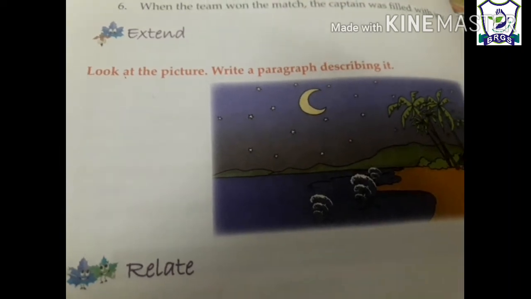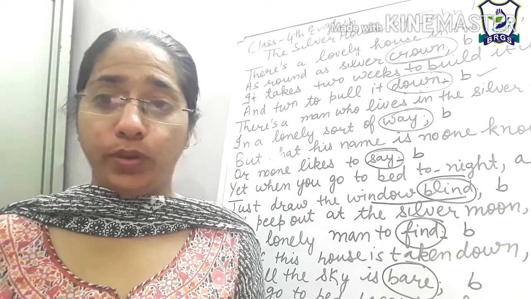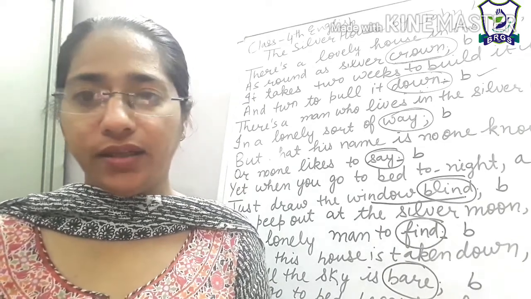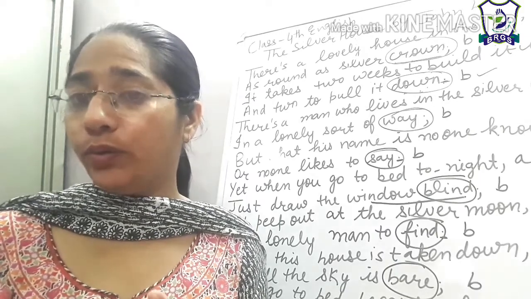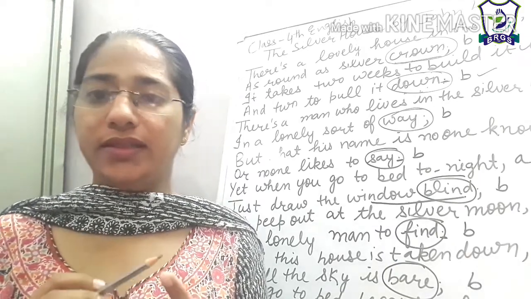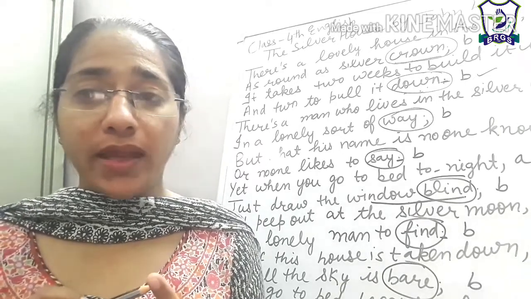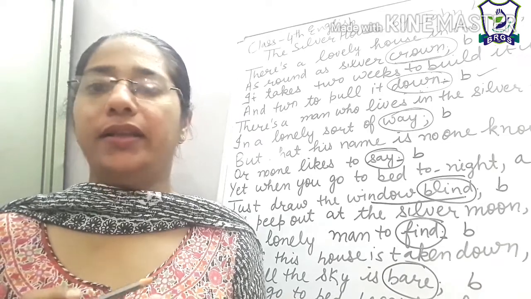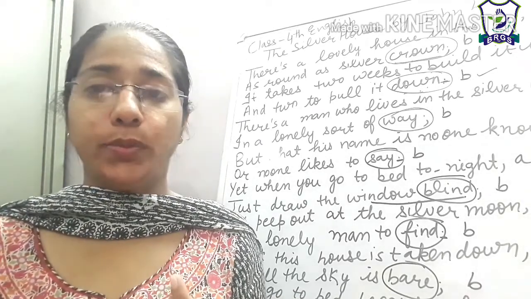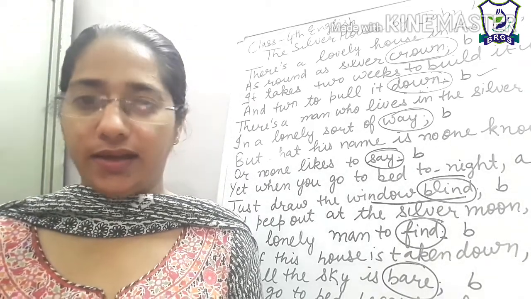So these were our exercises. Now I hope the poem as well as the exercises are clear to you. So what are you supposed to do? First you have to look at the moon on a full moon night, and try to find the man described by the poet. Right? And then you have to learn this poem by heart, and try to recite it, right?